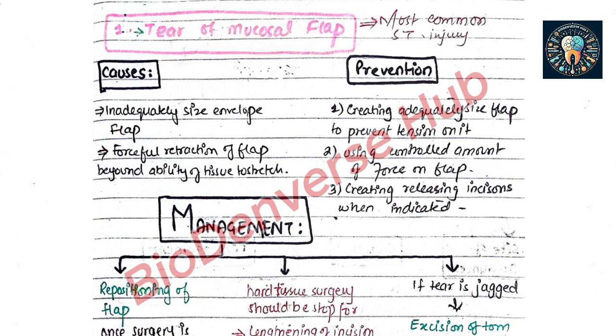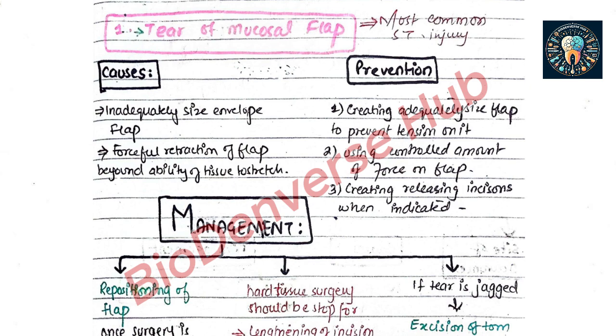Now we will be discussing some preventions. First of all, you need to create an adequately sized flap in order to prevent tension on it. Then, using a controlled amount of force, you need to reflect it. Thirdly, if you are facing a problem regarding access, you need to go for a releasing incision wherever indicated, because releasing incisions will give you increased access.